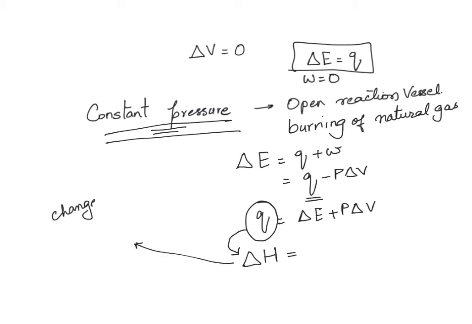Change in enthalpy, and this is equal to delta E plus P delta V. Now, if this delta H is equal to delta E plus P delta V, numerically, what are some of the aspects that we have to keep in mind?